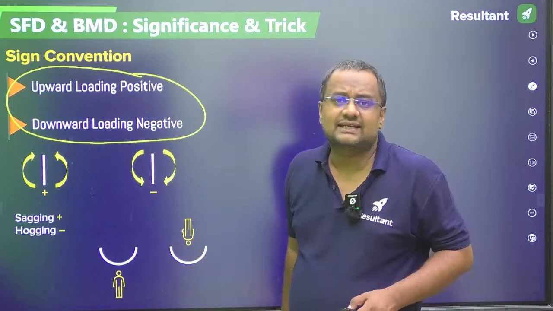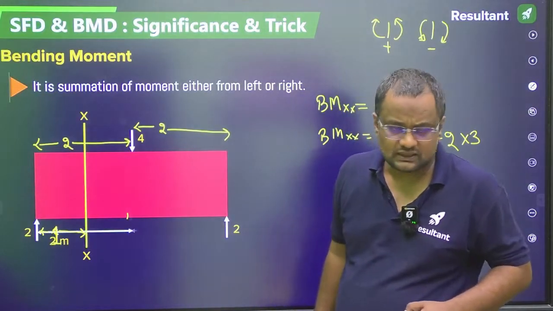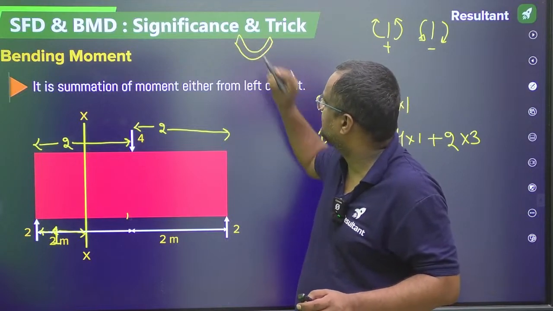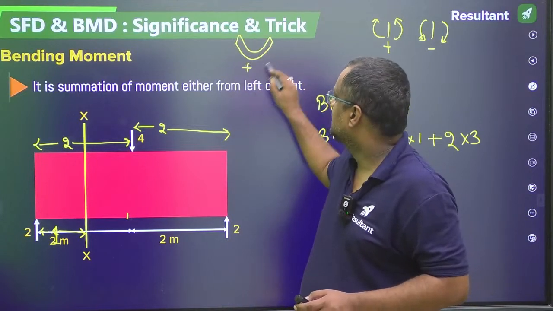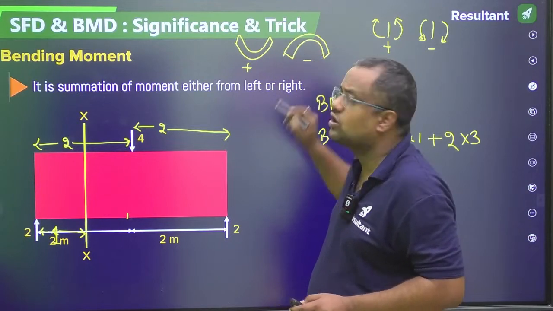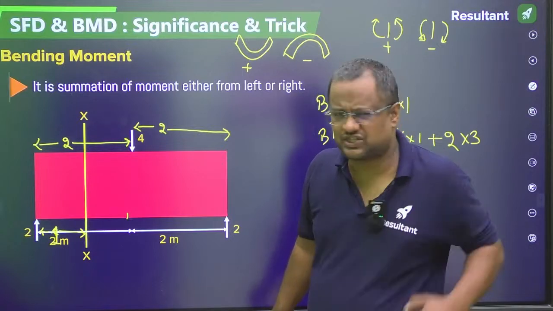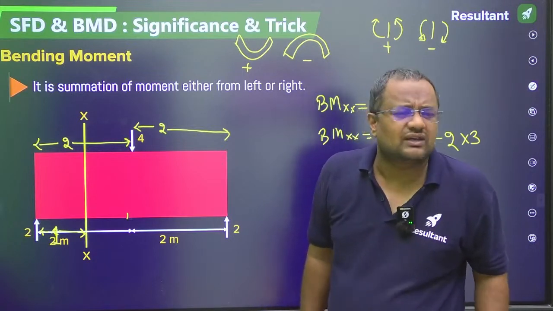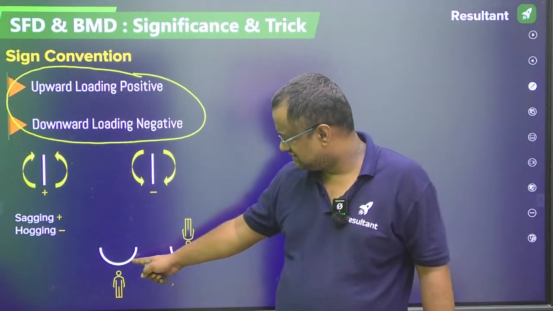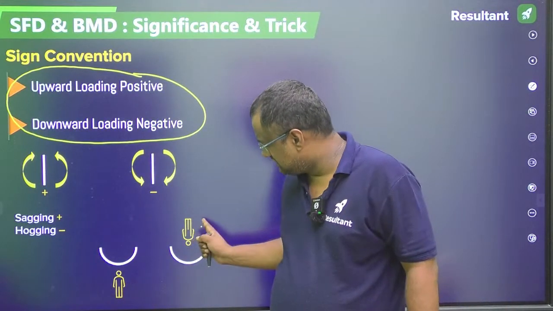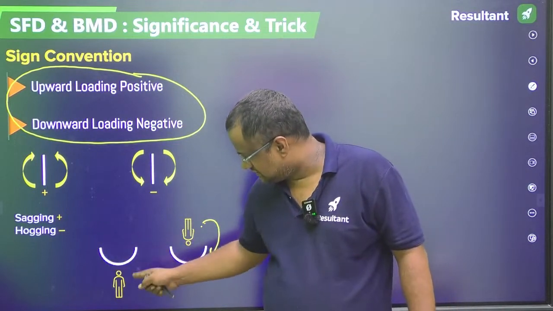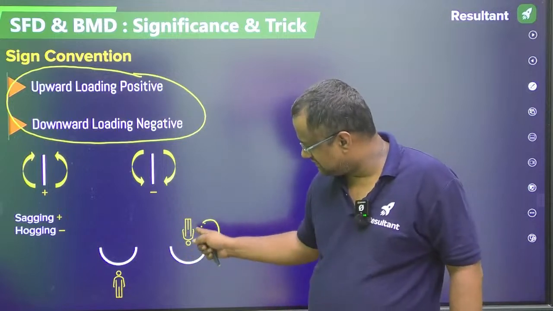So now, sagging and hogging. If any force or movement is making the beam like this, it is sagging. If any force or movement is making the beam like this, it is hogging. But this is totally rubbish, guys. If you call this sagging for this person, for another person it becomes hogging. The same portion is sagging for one and, for the same curvature, hogging for the other.